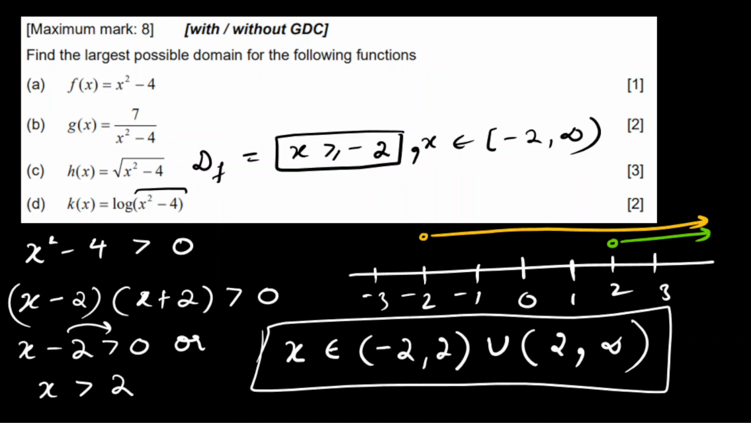So the domain of this function we can write now: domain is x belongs to negative 2 to 2 union 2 to infinity. This means 2 we are not including. Minus 2 is also not included here. So it goes from minus 2 to 2, and both minus 2 and 2 are not included. Then again 2 to infinity. So this is how we will write.